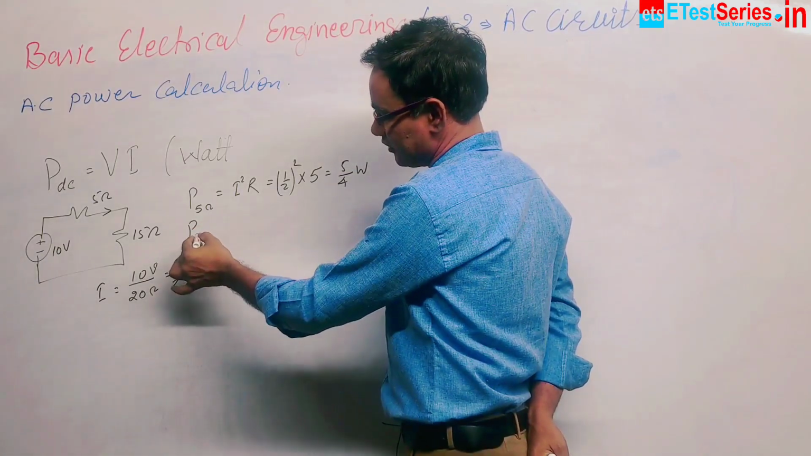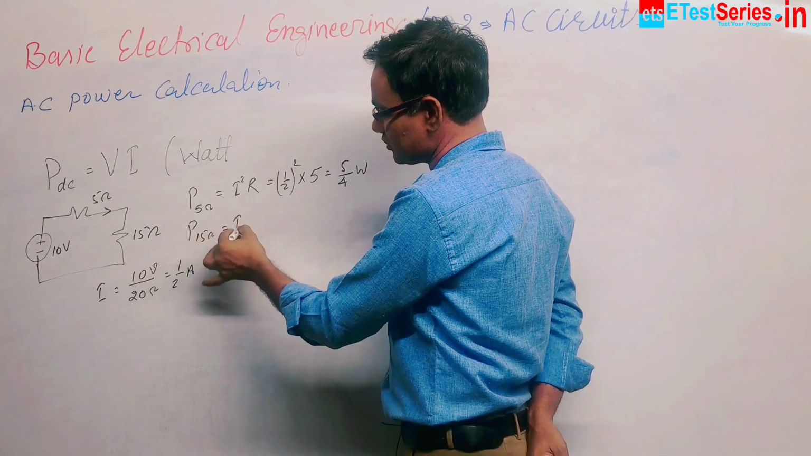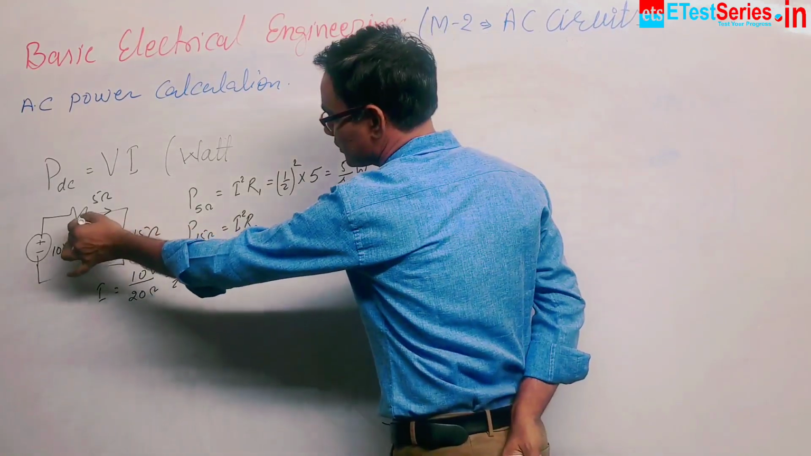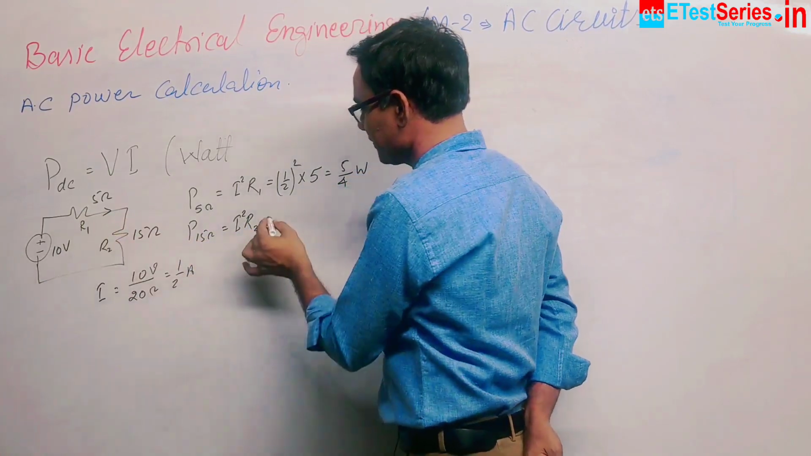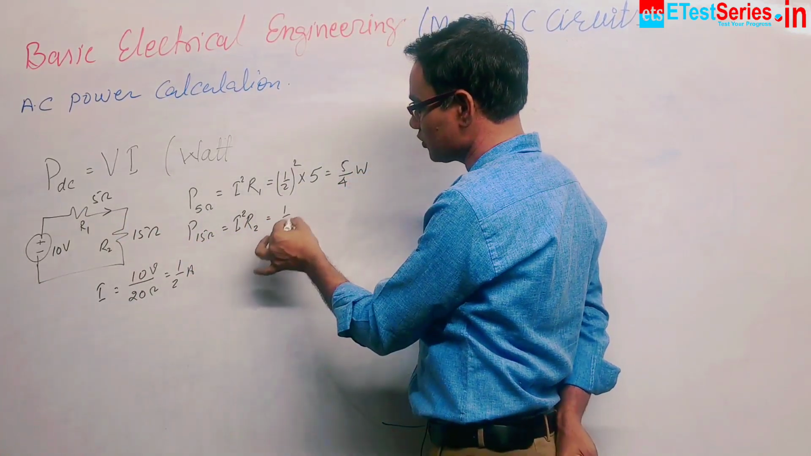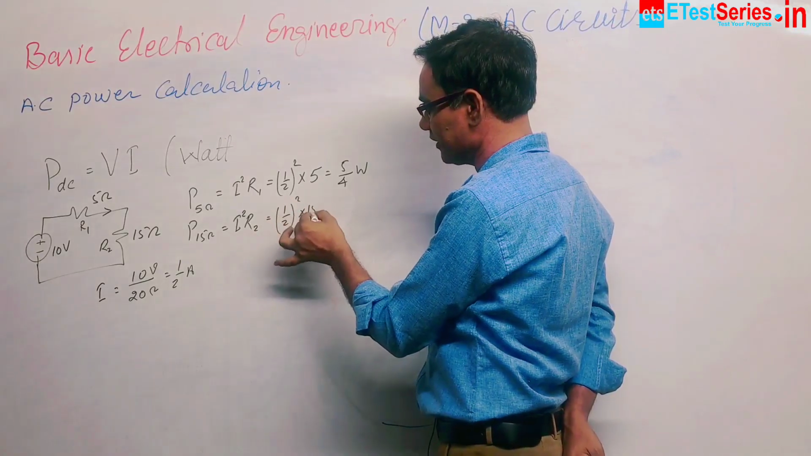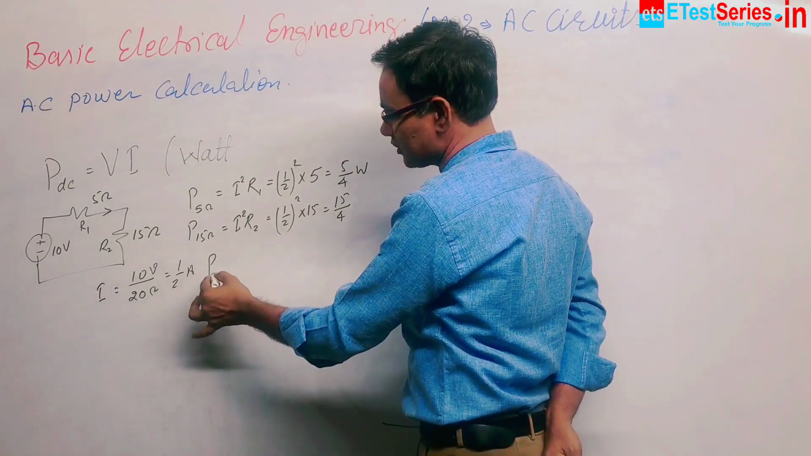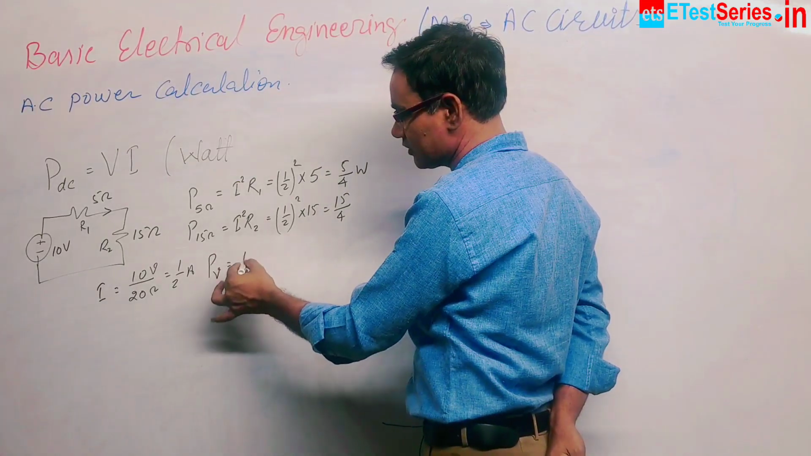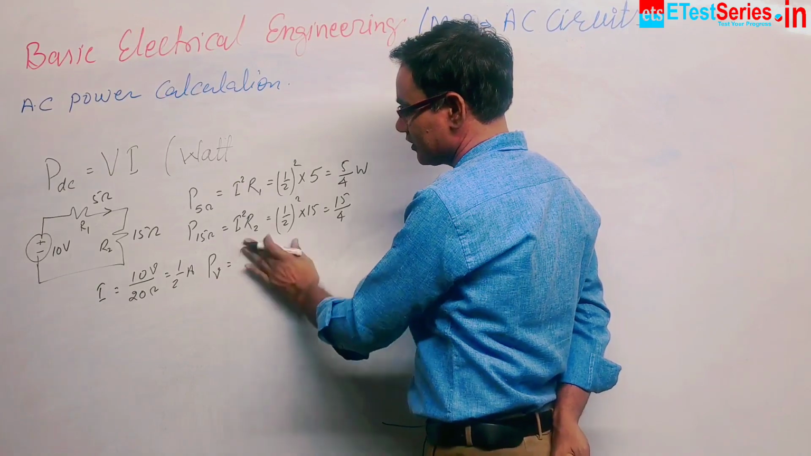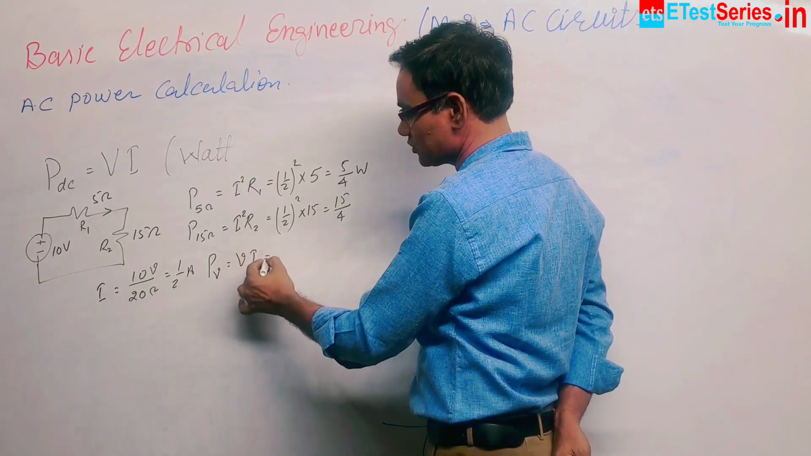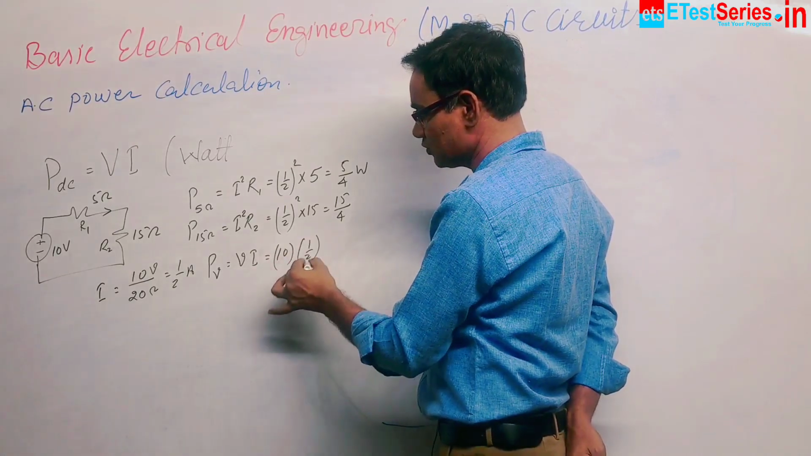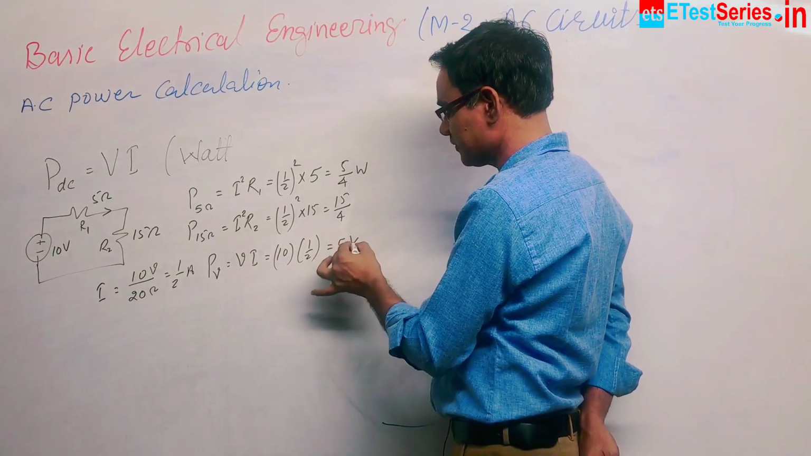Power in the 15 ohm resistance is also equal to I square R, where this is the R1 resistance and this is the R2 resistance. So it is equal to (1/2) whole square into 15, that is 15/4. For the total power calculation, the source power is the voltage of the source into the current passing through the source. The voltage of the source is 10 and the current is 1/2, so it is equal to 5 watt.